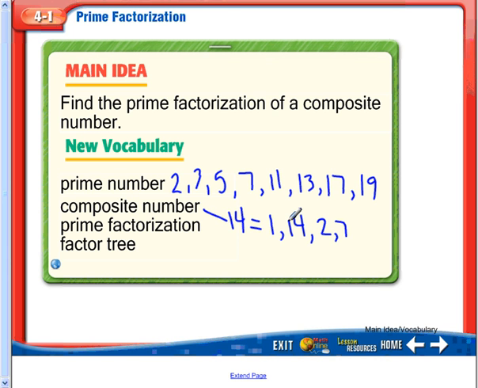Prime factorization is a technique we will use to break a composite number down into its factors, and to do this we will use a factor tree.